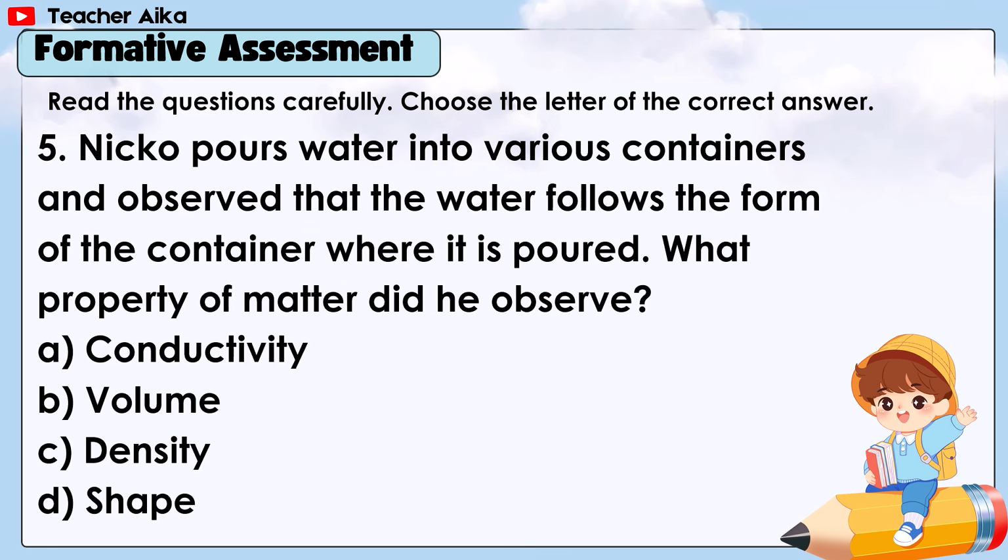Number 5. Nico pours water into various containers and observed that the water follows the form of the container where it is poured. What property of matter did he observe? A. Conductivity. B. Volume. C. Density. Or D. Shape.